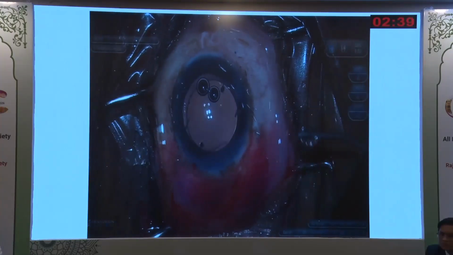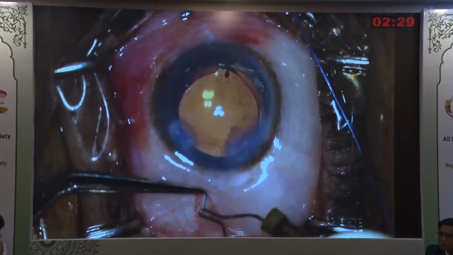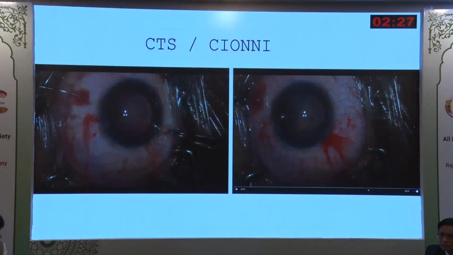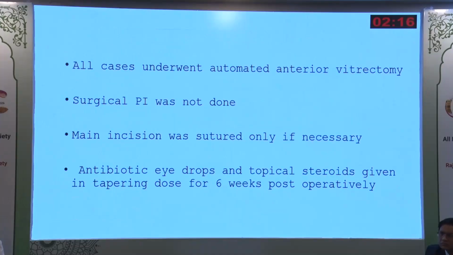The surgery is over. So apart from the PMMA lens, through the clear corneal incision, we do the foldable lens by piercing at the optic-haptic junction with the same needle. We have done torics as well. Apart from SFIOL, single sclerotomy, CTS, and iridodialysis repair is also done. To perform this procedure, you need a PMMA lens with dialing hole, any single piece or 3-piece, the suture, and the cautery. So all cases underwent anterior vitrectomy, no PI was required.